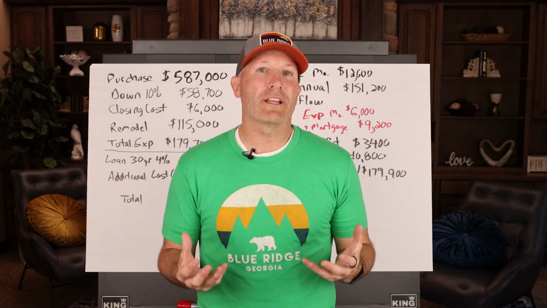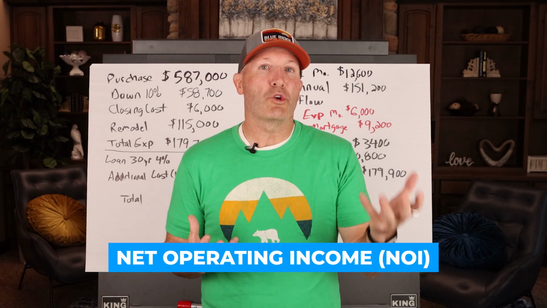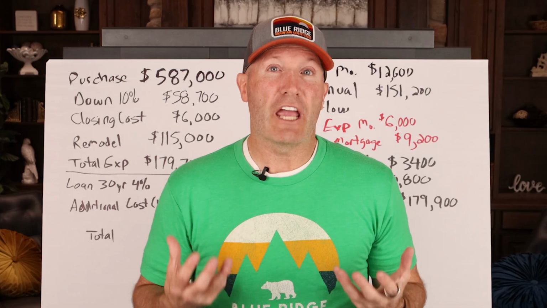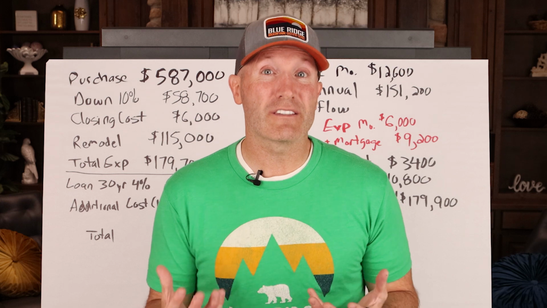So let's talk really quickly about net operating income. As I mentioned, when you have net operating income, you're taking all the rents, all the revenue for the year that comes from everything. And then you're going to take all the expenses minus the mortgage payment, right?